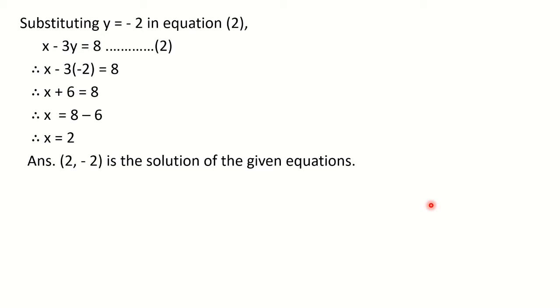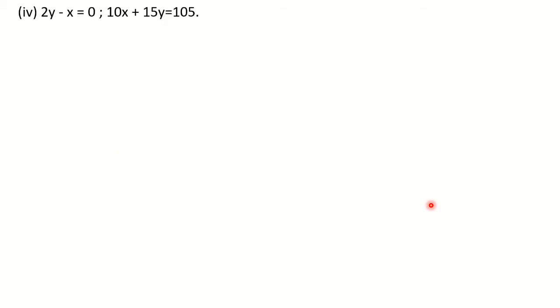Okay, let us go towards the next question now. Question number 4 I am discussing. Okay, so see question number 4 here: 2y minus x is equal to 0, and 10x plus 15y is equal to 105. So here observe whether the equations are in standard form or not. See, the second equation is in standard form: x and y, x appears first, y afterwards. But in equation number 1, x is written afterwards. So while writing them as 1 and 2, we will change the sequence and then write it down.